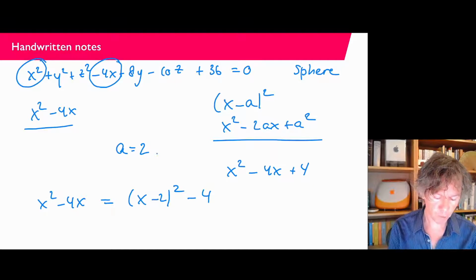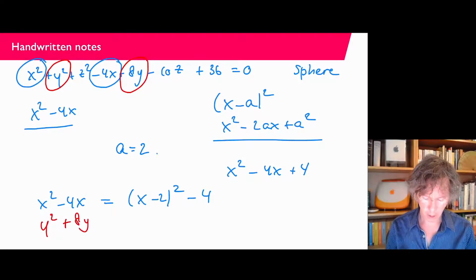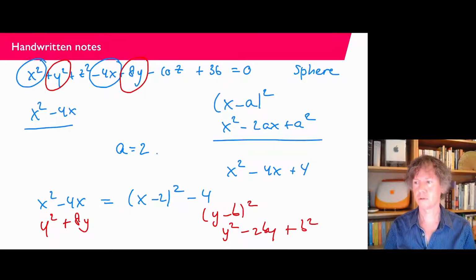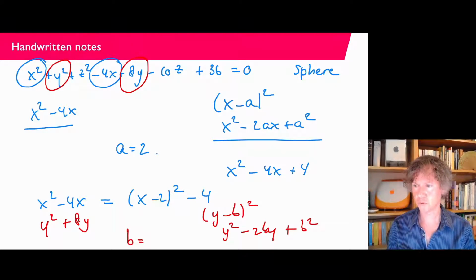I can do the same thing for the y. So I have a y squared plus 8y. On the one side I have y squared plus 8y. On the other side I would like to write that as y minus b squared. That's y squared minus 2by plus b squared. So what you see is if I want them to be the same, I should pick b equal to minus 4.